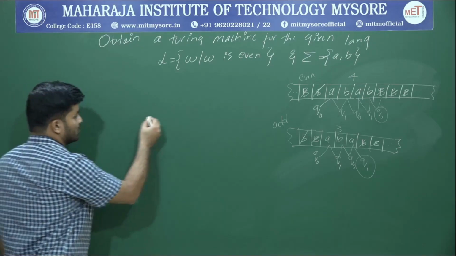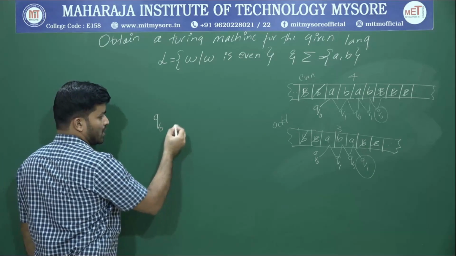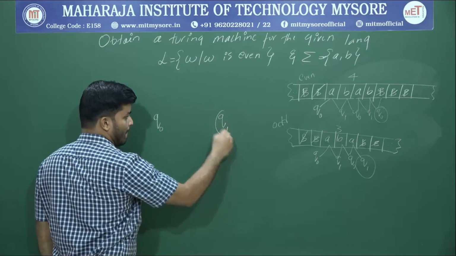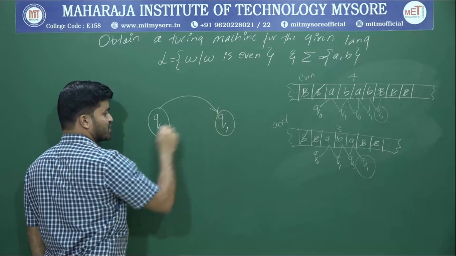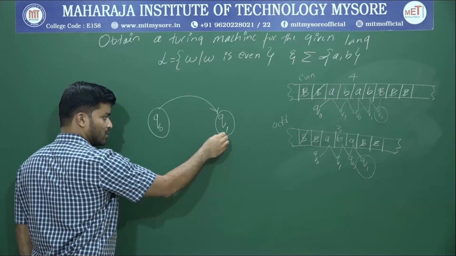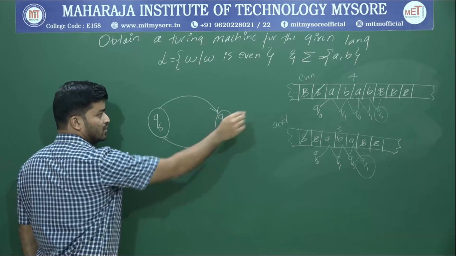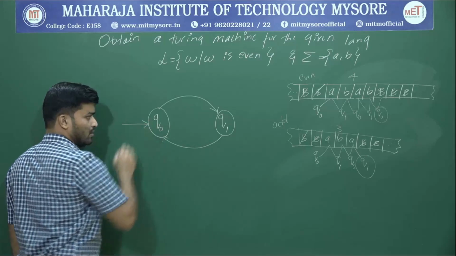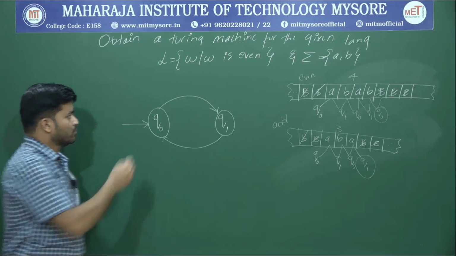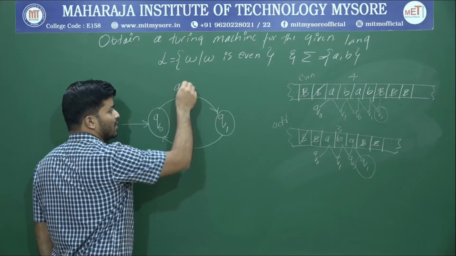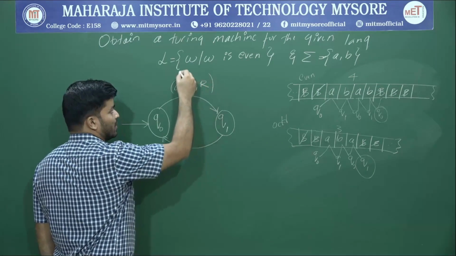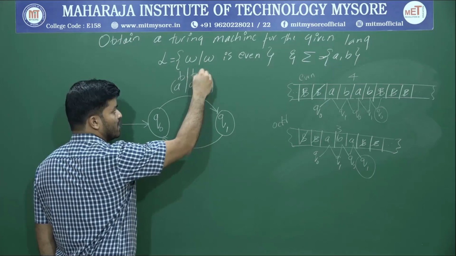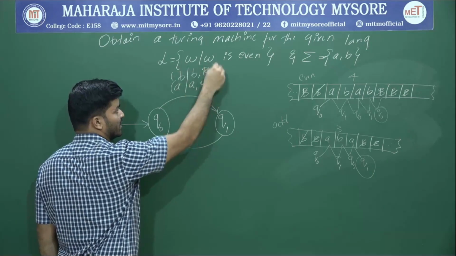So we are going to take two states, one is Q0 and another one is Q1. We'll take a transition from Q0 to Q1 and again Q1 to Q0. Only two transitions. If you get an a, you maintain that a as it is and keep moving to the right-hand side. Again, if you get a b, you maintain it as it is and keep moving to the right-hand side.